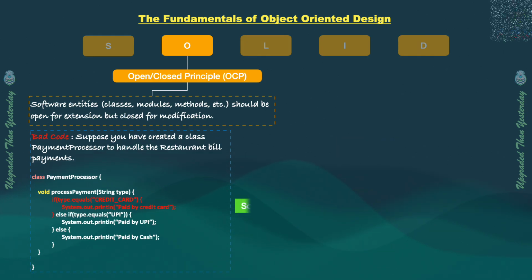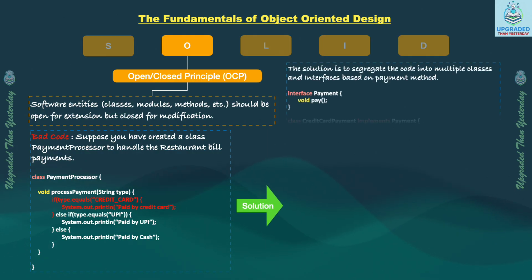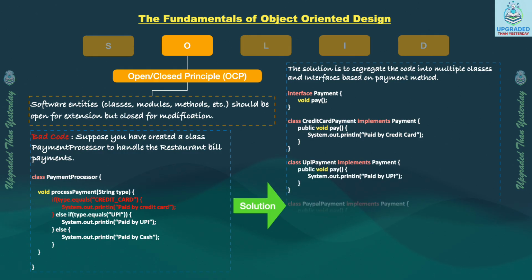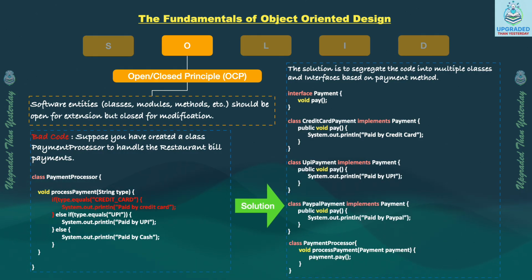This problem can be solved by segregating the code into multiple classes and interfaces based on the payment types. Here, let's create an interface called Payment with a method pay. Now every payment type class will inherit from this interface, and the pay method will be implemented inside every subclass.